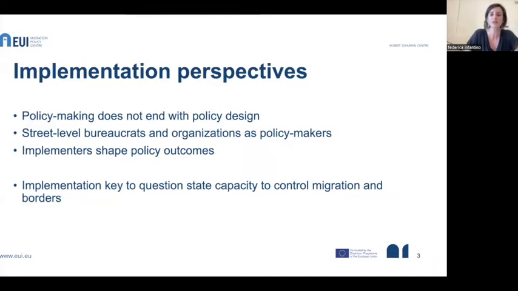And in the specific field of migration and borders, the implementation perspective is really important, because migration studies in general have focused on the question of state capacity to control migration and borders. So one typical question in migration studies is, are states capable of controlling migration and borders, and why are they not capable in case they are not? This is an important question in this kind of research. And the implementation, because it's the stage of the policy process in which policy outcomes are shaped, is key to address this question about state capacity.